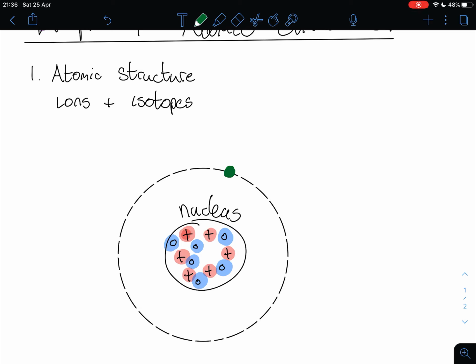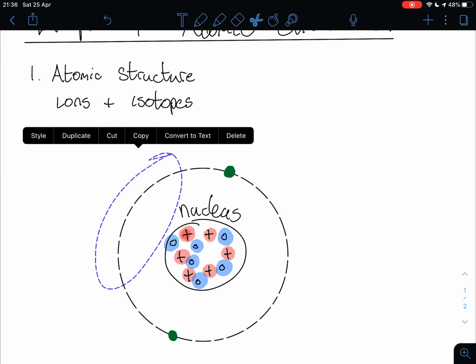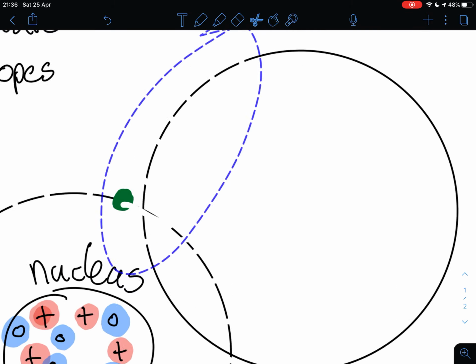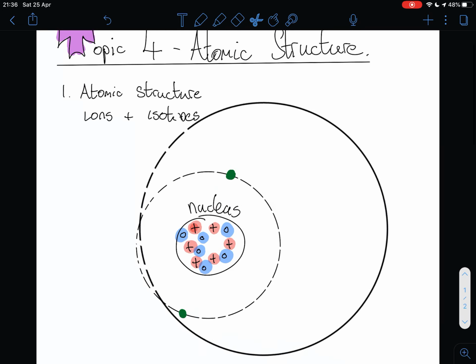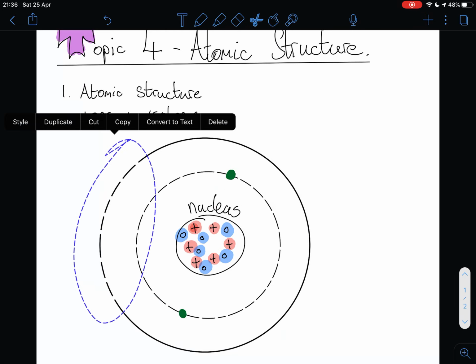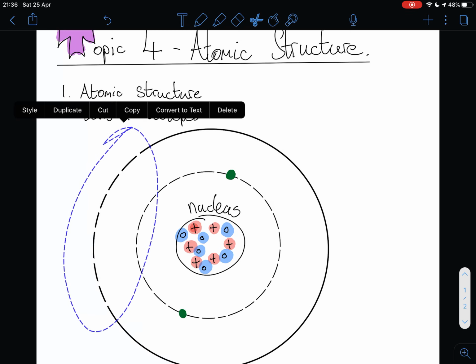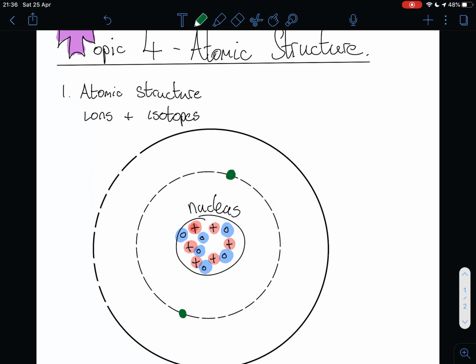And we have 1, 2, 3, 4, 5, 6. So in this case, now let me see if I can cheat and do this. I'm going to have 6 electrons. So I'm going to paste that, I'm going to make that bigger, and I'm going to place it around there. Just need to draw in my dotted lines. There we go.